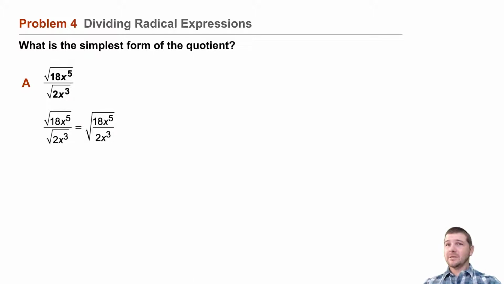Simplifying the radicand, this becomes the square root of 9x squared. Note 9 is a perfect square, as is x squared, so this simply becomes 3x.